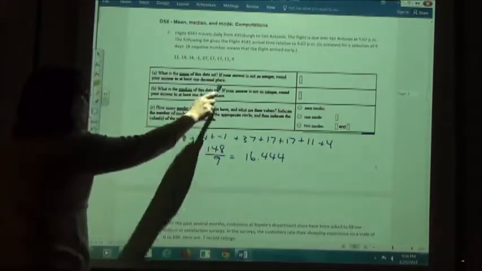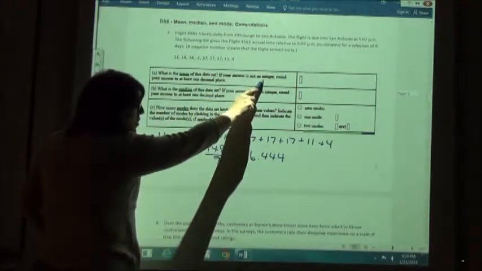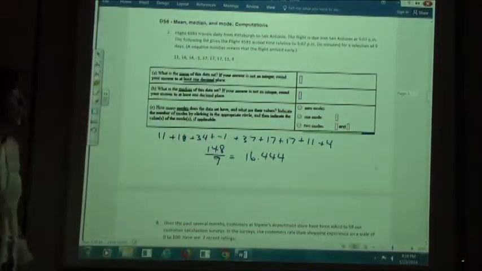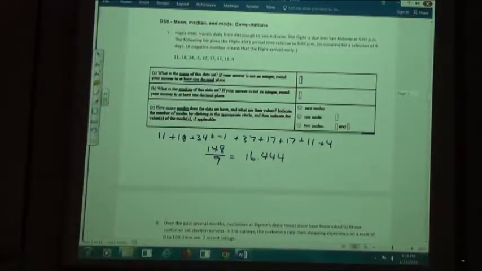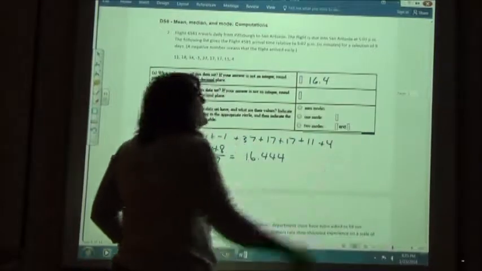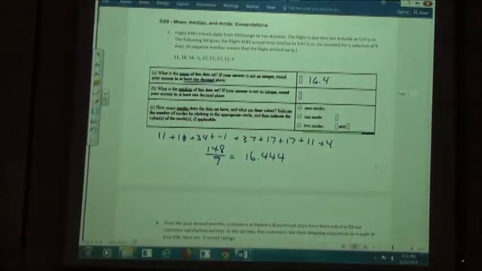It says, if your answer is not an integer, a whole number, round your answer to at least 1 decimal place. Means you can have more than that, but the minimum you should have is 1 place. So 16.4 would be the minimum. If you use 16.44, that would be okay.